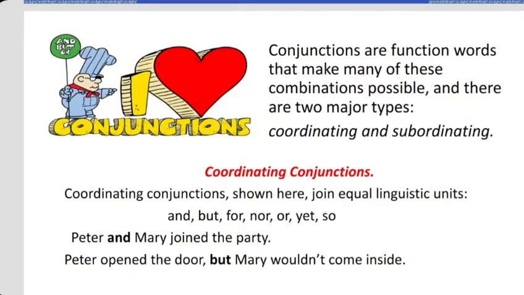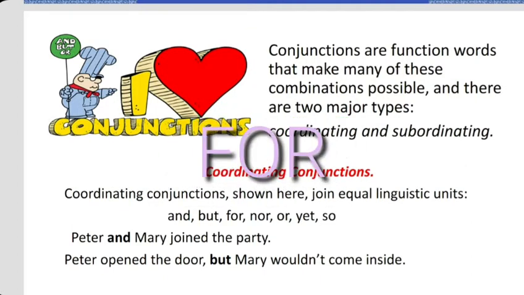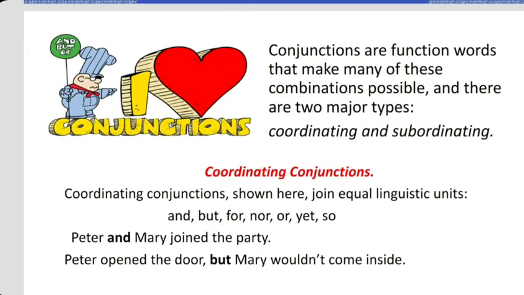Conjunction. Conjunctions are function words that make many of these combinations possible, and there are 2 major types: coordinating and subordinating. Coordinating conjunctions join equal linguistic units. We have and, but, for, nor, or, yet, so. For example, Peter and Mary joined the party.